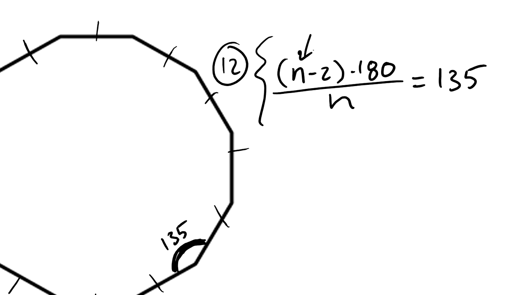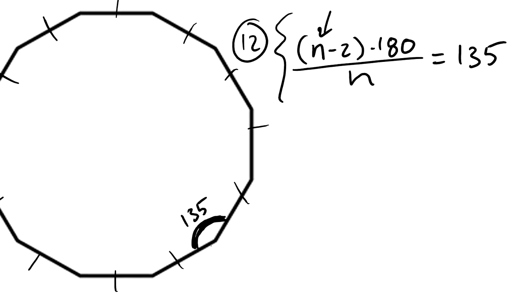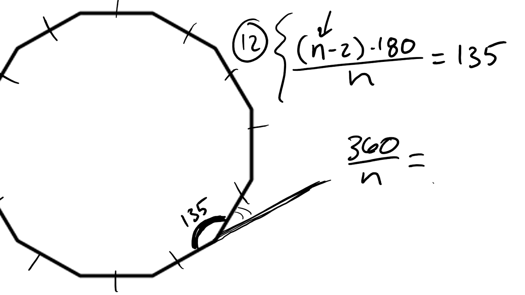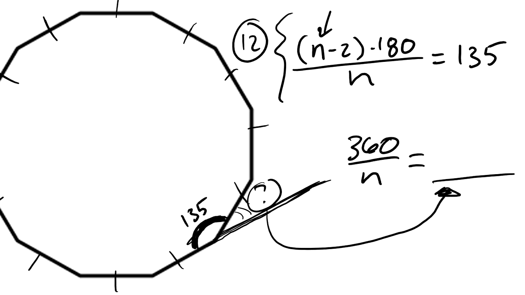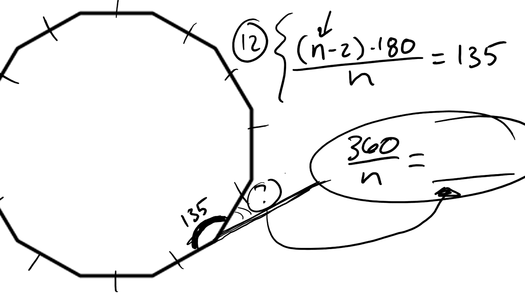So that's one strategy. Another strategy is to recall that if you were to construct an exterior angle at each one of these vertices, we know that all of these exterior angles add up to a total of 360. So in other words, 360 divided by the number of sides equals some angle right here. Well, that angle is relatively easy to find because we know that the 135 and this angle have to add up to 180. So if you take this angle in the question mark, plug it here, it's pretty straightforward to solve this equation for n also.